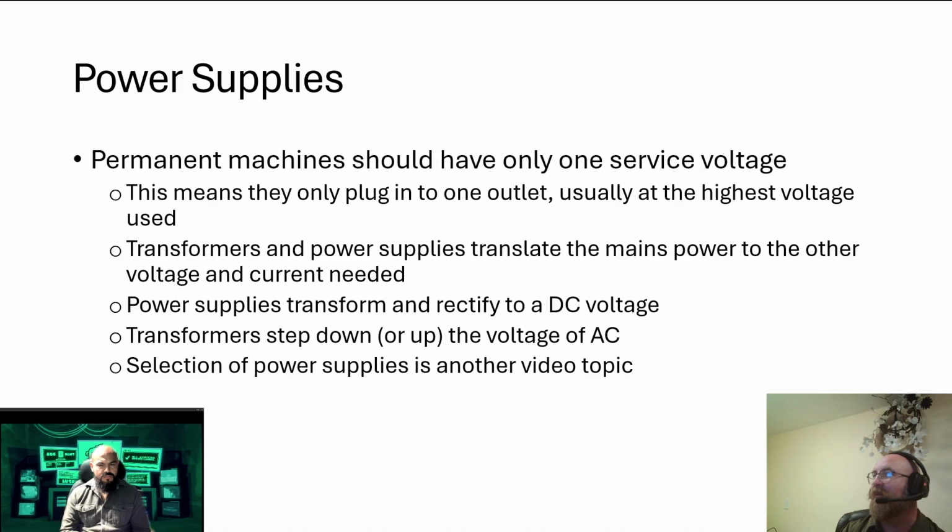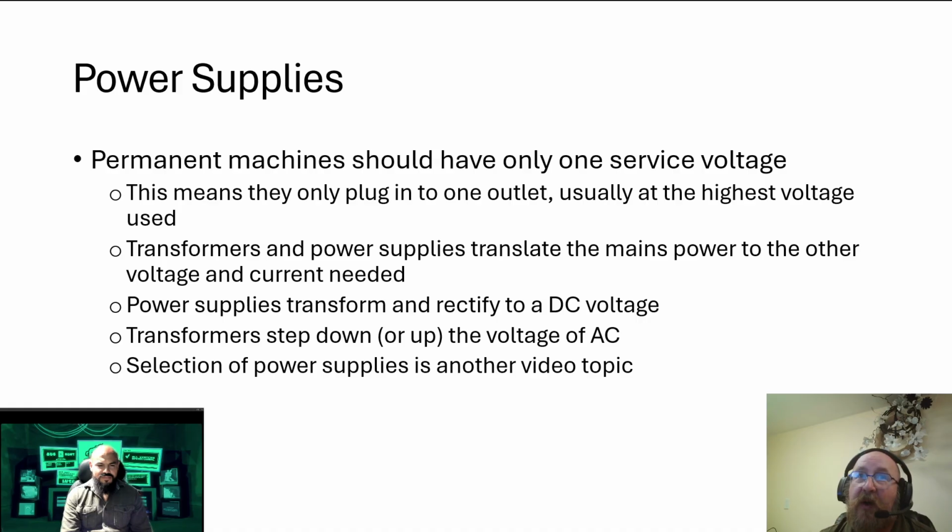And so you'll see those separated sometimes to keep the higher current stuff away from the lower current stuff. And then you'll also see transformers, either step up or step down. Usually step down. Those change the voltage of AC. And transformers are a topic for a later video as well.